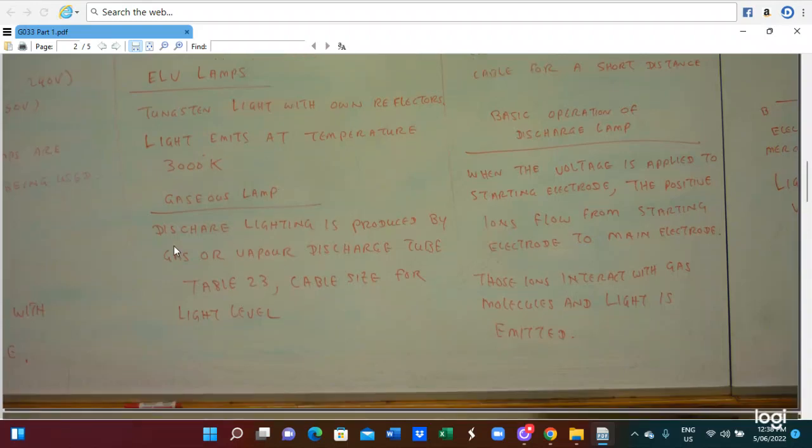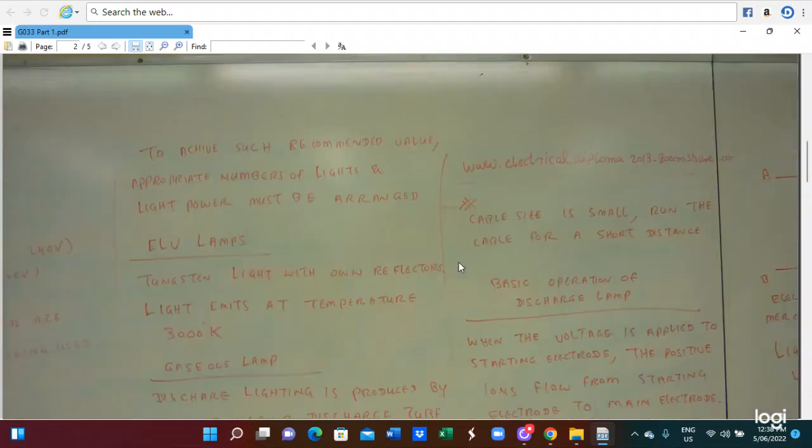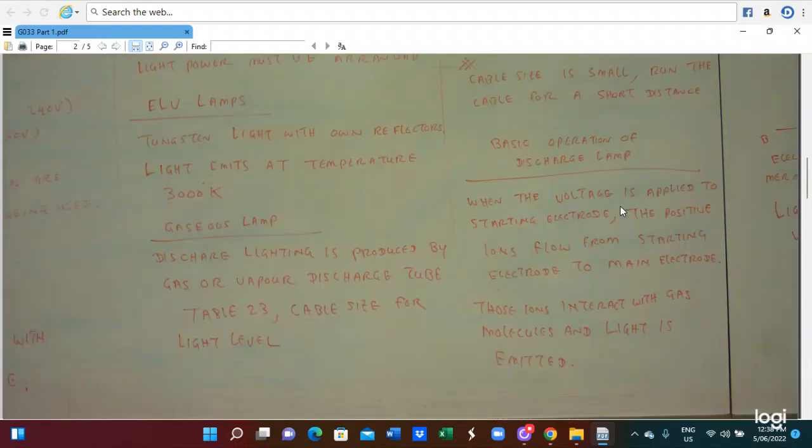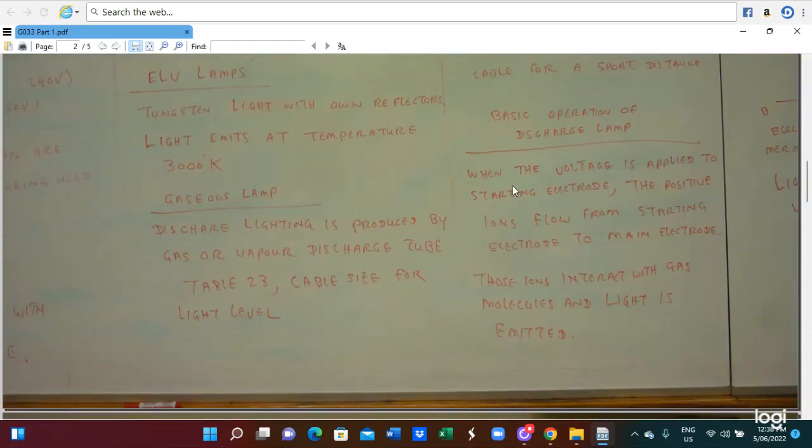Gaseous lamps are also digital lights that are provided by the gas in the discharge tubes. In this case, the cable size and the light level, we also need to get the table as well. If the cable size is small, run the cable over a short distance. Basic operation principle of the discharge lamp: when the voltage is applied to the static electrode, the positive ions flow from the static electrode to the main electrode, interact with the gas molecules, and the light is emitted. This is how the light is produced.